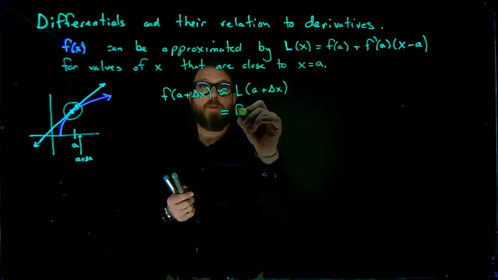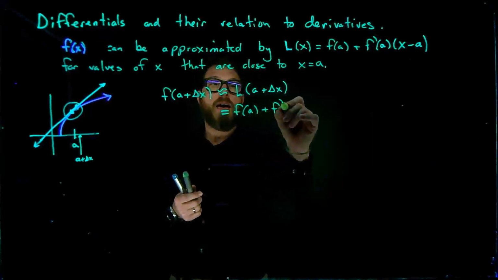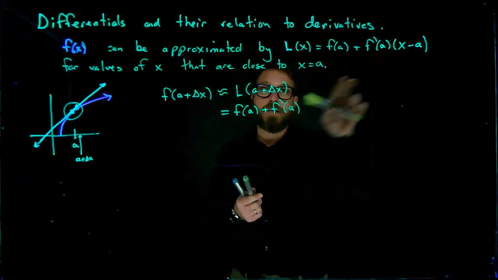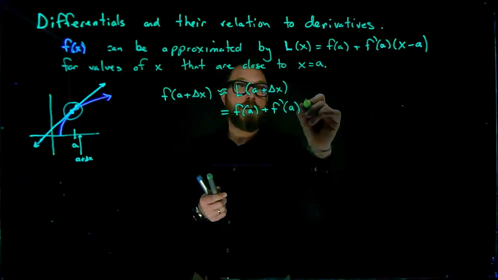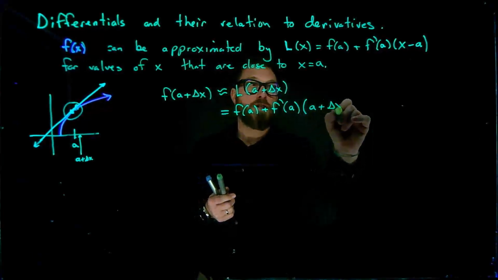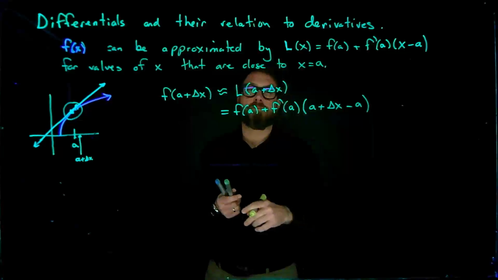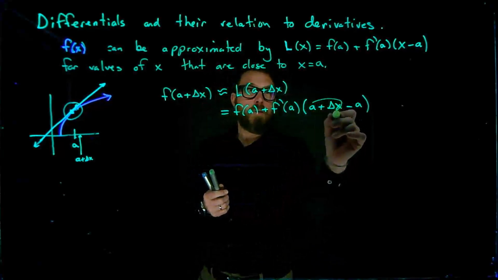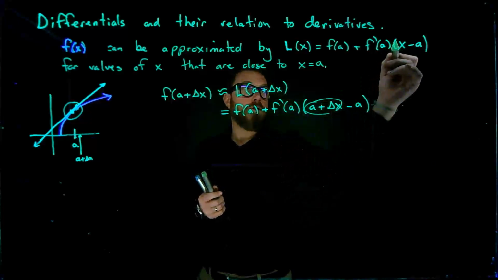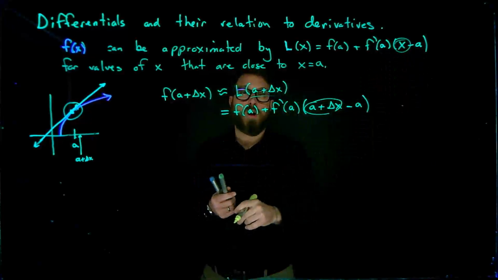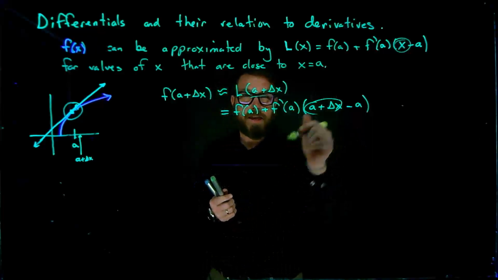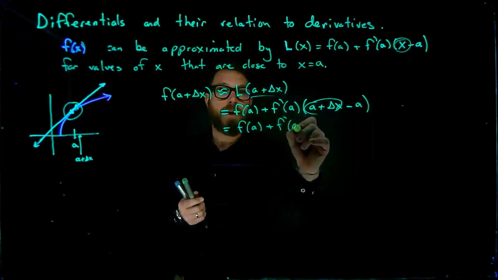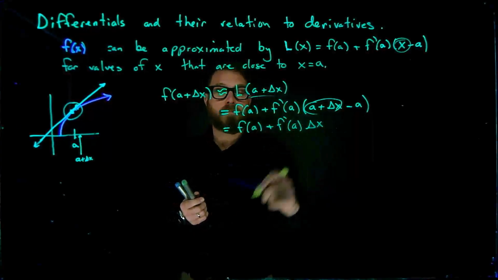This is going to be f of a plus f prime of a. Remember, these are your constants. Your input happens to be this x, and our input is going to be a plus the change in x. So this is going to be a plus your change in x minus a. All we did is input that for this x spot using our input. And we can see that these a's are going to cancel. So I'm going to get f of a plus f prime of a times just your change in x.